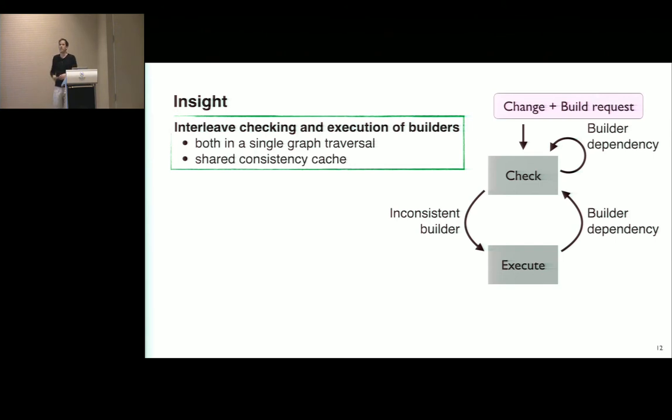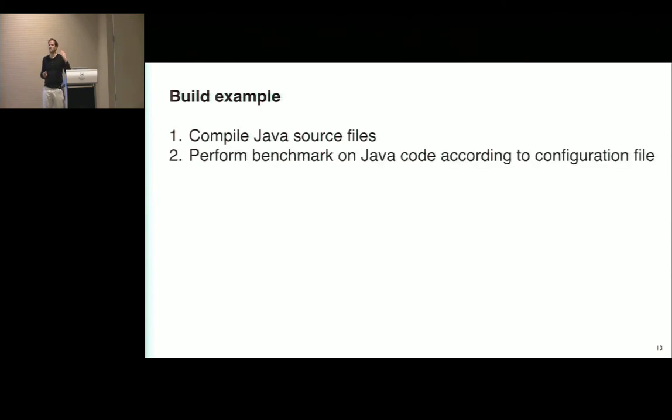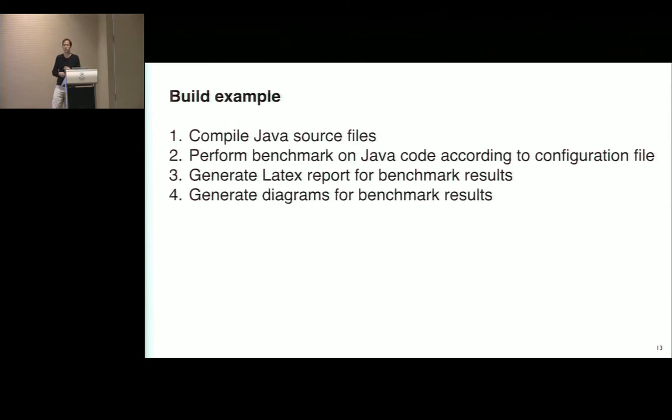I want to explain this algorithm in more detail by walking you through a larger example. The example I'm going to use is we compile some Java files, and then we're going to run some benchmarks on top of these Java files, but this is dependent on some configuration file. This configuration file is going to say which classes, which of the code you actually want to benchmark. Then we're going to generate some LaTeX report, we're going to generate some diagrams, and we're going to compile the LaTeX report into a PDF.